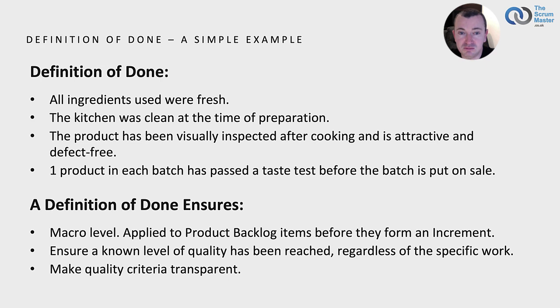In this example, we can see that it would not make sense to give a customer a product that did not meet our definition of done. An inferior product could mean we lose customers, hurt the customer, or get our bakery closed down. Making quality criteria transparent and applying them to all our product increments helps ensure that this does not happen. Unfortunately, when people create less tangible products, like software, quality is harder to inspect, and so people are more likely to overlook it. Scrum's definition of done is intended to prevent this from happening.